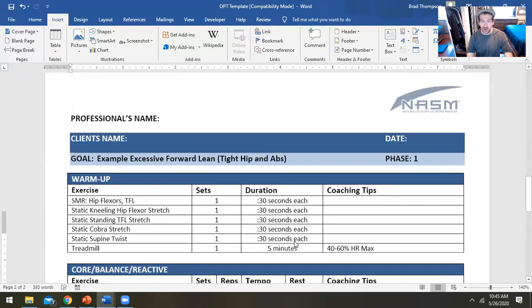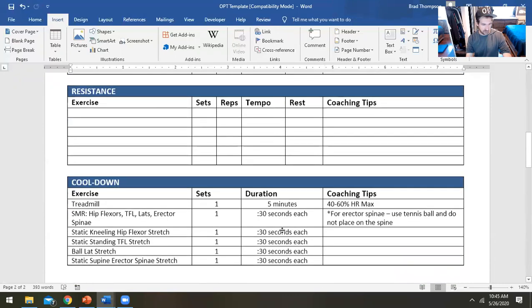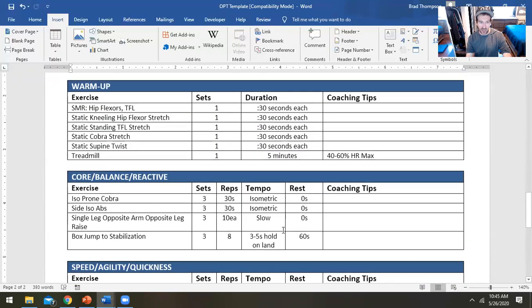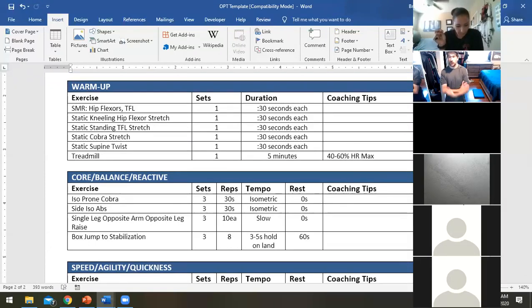All right, and there we go. That is a very simple program for excessive forward lean. So tomorrow we will look at the upper body stuff. We're going to look at, in the overhead squat, arms fall forward, and then we will also look at shoulders elevate and forward head posture as well. So we'll build to tomorrow.